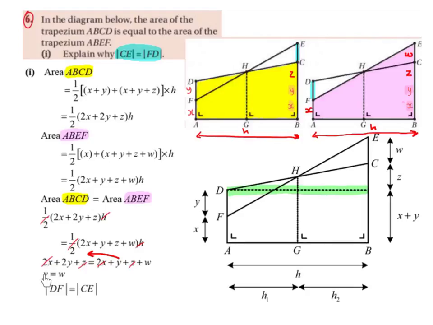So let's have a look and see what was Y. Well, if we have a look in our diagram, this distance here is Y, which is DF. So we have DF, and that's equal to W, which is this distance up here, which is EC, or CE. So we have DF is equal to CE, which is exactly what we were asked to show.